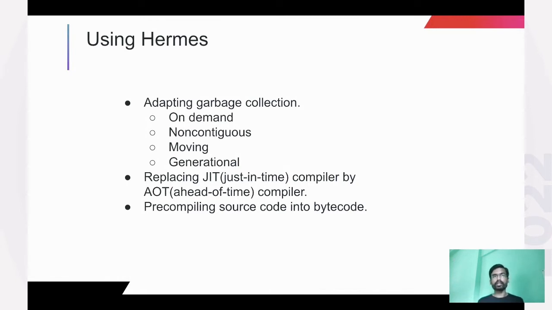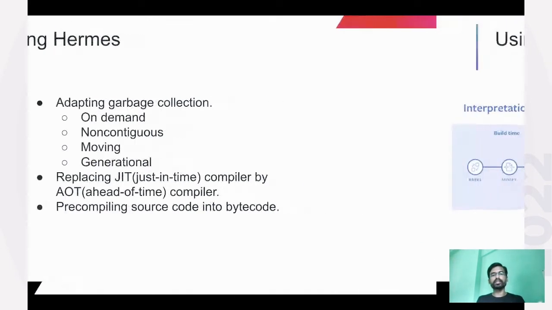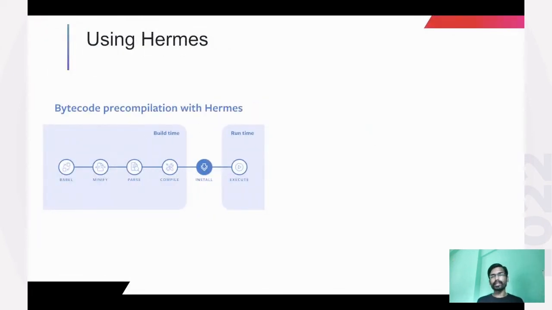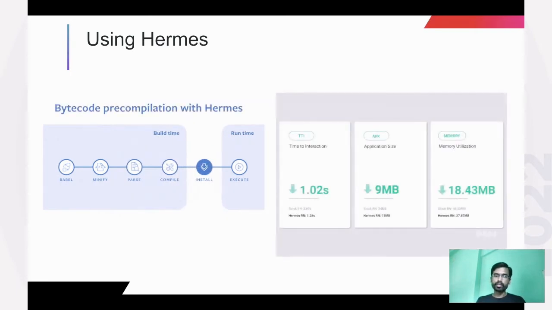It also removes the JIT, the just-in-time compiler, and replaces it with an ahead-of-time compiler. I will show you a graphical representation of what it does. You can see over here, the parsing and the compilation occur at build time. That will increase the build time a little bit, but we reap the benefit when launching the app. After install, when the user launches the app, it will already have everything converted to bytecode and parsed, so it improves the app starting time, the boot time, a lot. Here we can see that with a stock React Native app, the TTI has improved, the APK size has decreased, and memory utilization has also decreased a lot.